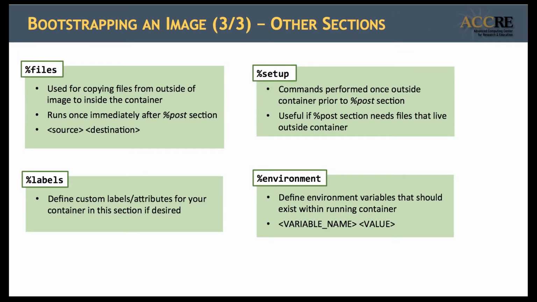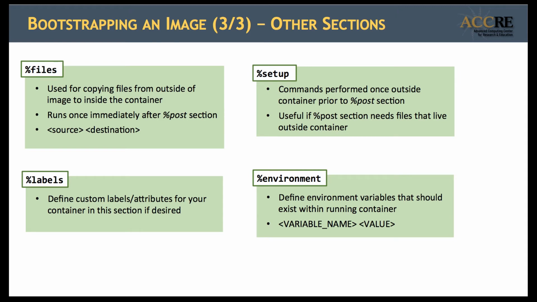There are a handful of other sections that you can define within your definition file that I didn't include in this first simple example. Files is one. Essentially, if you need to copy a file from outside the container to inside, you would define it in this files section. Labels gives you the ability to assign attributes to your Singularity container or image, I should say. That's not really doing anything from a software standpoint. It's just assigning labels. Like I might assign labels of Python 3 and NumPy in this case if I wanted to.